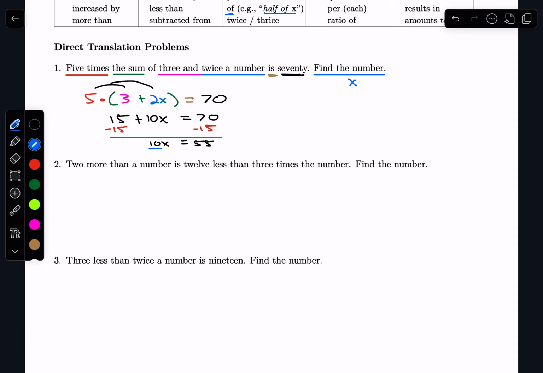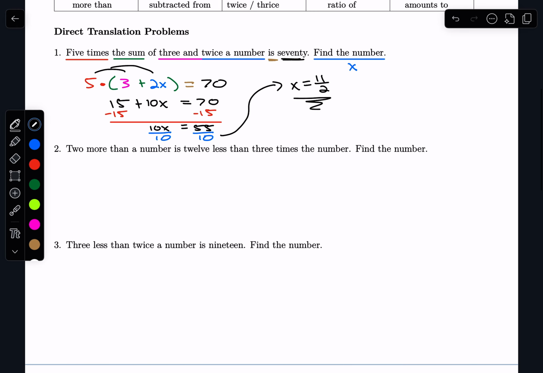And then I'm going to use the multiplicative inverse to divide both sides by 10. And that is going to leave me with my solution, which is x equals 55 over 10, which can be reduced to 11 over 2. You could turn that into a decimal and say 5 and 5/10, so 5.5. But in this case, 11 over 2 is going to be my preferred answer.